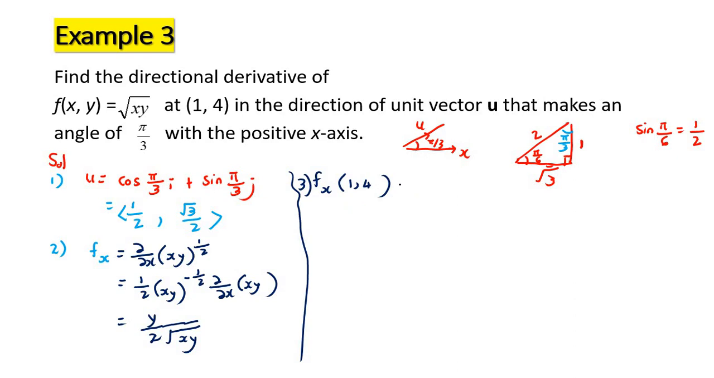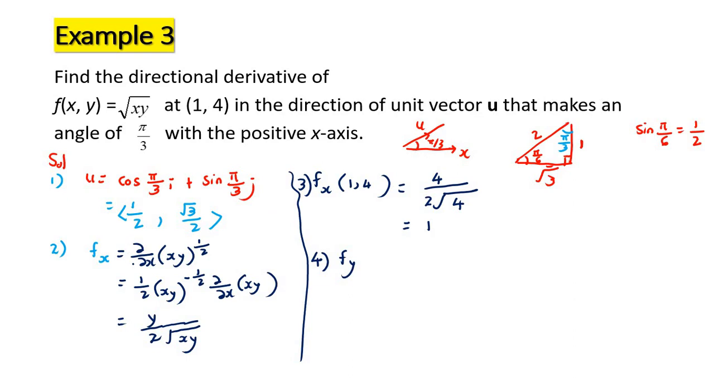fx at the point (1, 4): y is 4, x is 1. So 1 times 4 is 4, square root of 4 is 2, 2 times 2 is 4. So the 4s cancel there, and we get 1. The fourth step is fy.